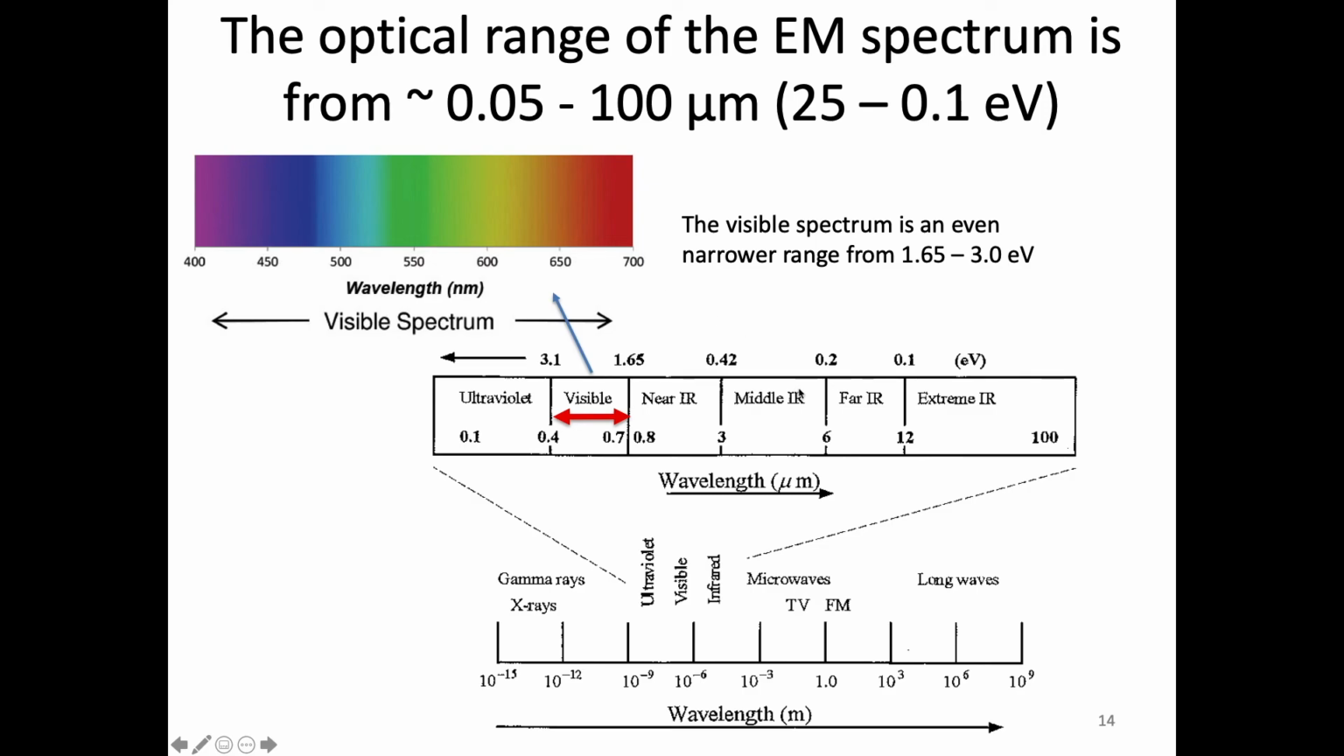But we're also going to include some of the near visible spectrum. So ultraviolet and IR often get encapsulated in that same discussion. So when we think about optical properties, we're going to limit our discussion to this UV, visible, and IR range.